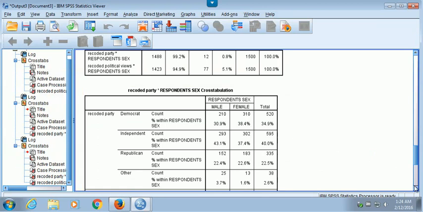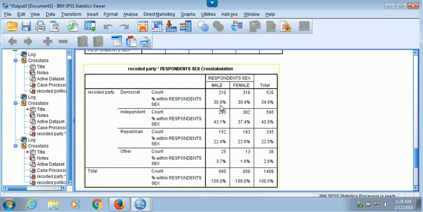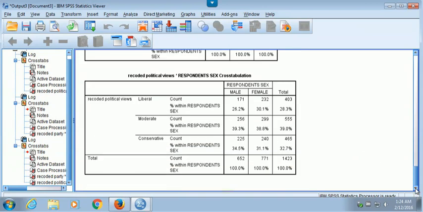You'll see first when we look at party identification, females are more likely to identify as Democrat, whereas males are more likely to identify as independent, and males and females are extremely comparable on Republican. So we could argue more females than males are going to be Democrat, but other than that, there's not a really strong difference between the genders when it comes to your political ideation.